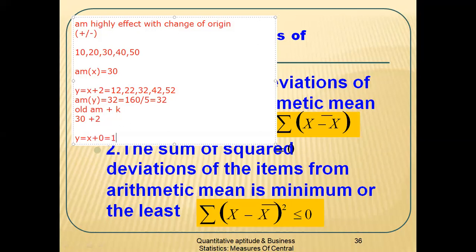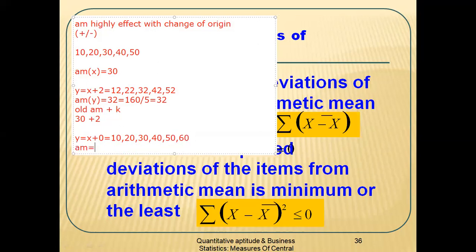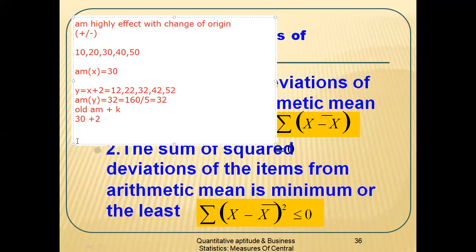What are the new numbers you get? You get the same numbers. 10 plus 0 is 10, 20, 30, 40, 50, and 60. The same numbers, and the arithmetic mean will remain the same. For the same numbers, obviously the arithmetic mean will be the same. Therefore, I can't use the word completely. I need to say it is 99% affected, 1% is not affected. That 1% is when I add 0 or subtract 0, and your arithmetic mean remains the same. Therefore, we use the words highly affected.